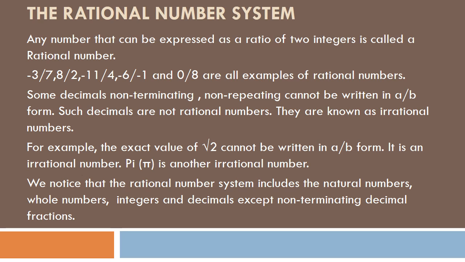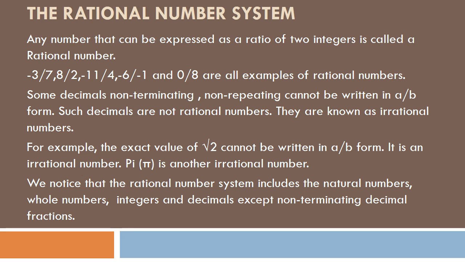The integer 5 can be written as 5/1. Integer -5 can be written as -5/1. Therefore, all integers can be written in the form a/b, where b is equal to 1. All integers are therefore rational numbers.